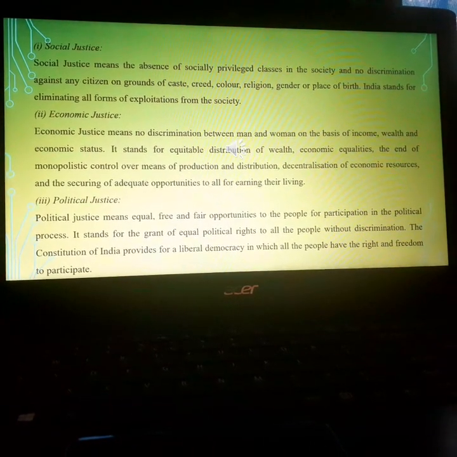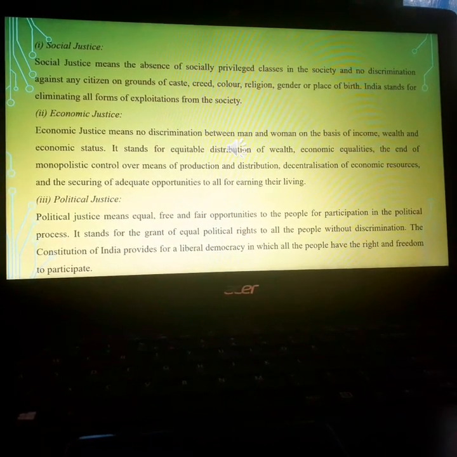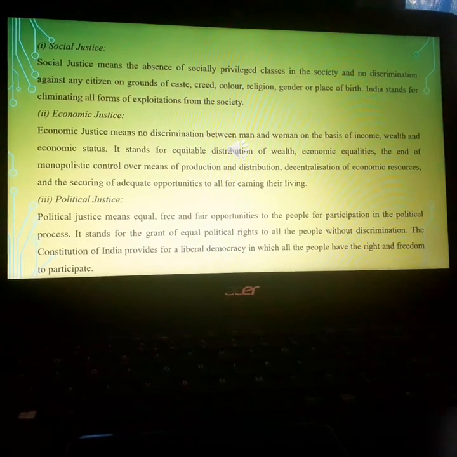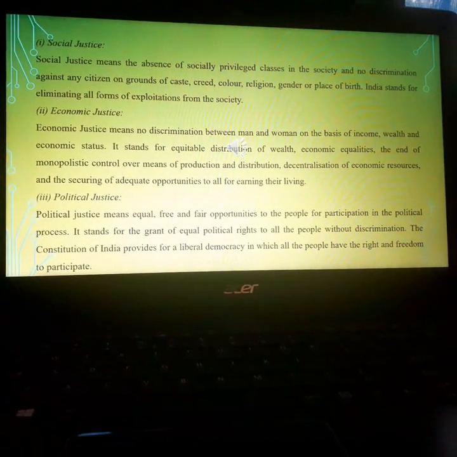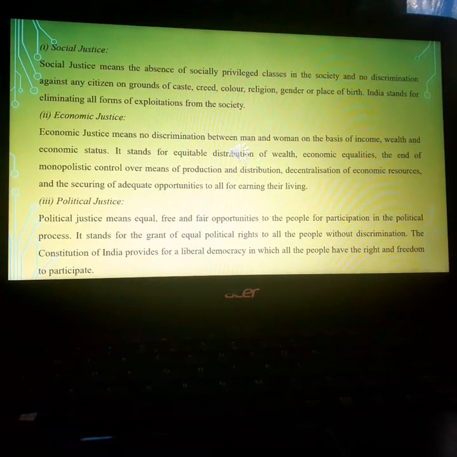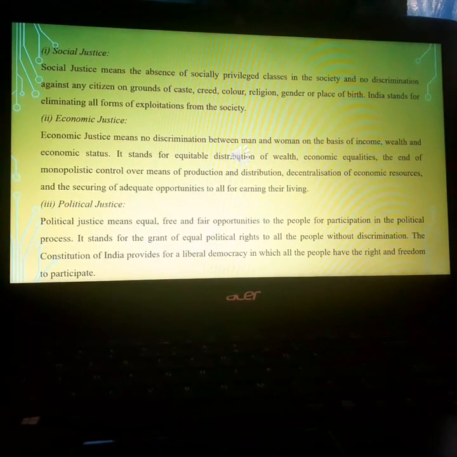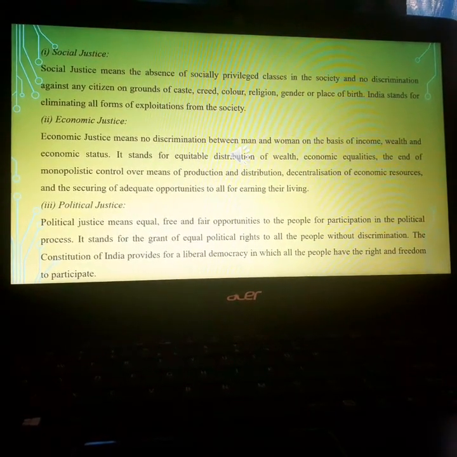Next, economic justice. Economic justice means no discrimination between man and woman on the basis of income, wealth, and economic status. It stands for equitable distribution of wealth, economic equalities, the end of monopolistic control over means of production and distribution, decentralization of economic resources, and the securing of adequate opportunities to all for earning their living. Next, political justice.